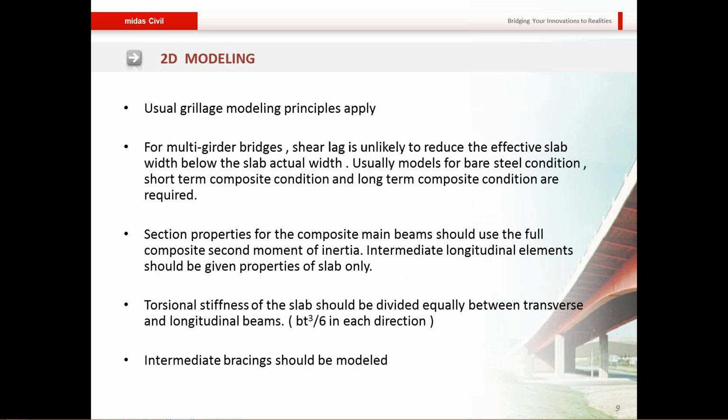Some of the additional points are that the usual grillage modeling principles are applicable. For multi-girder bridges, shear lag is unlikely to reduce the effective slab width below the actual width. However, for models with bare steel condition, it is advisable to have short-term composite condition and long-term composite condition separately. Section properties for the composite beams should use the full composite second moment of inertia, and intermediate longitudinal elements should only be given the properties of the slab. And this one point is directly out of the book of E.C. Hambly: torsional stiffness of the slab should be equally divided between transverse and longitudinal beams. And intermediate bracings should be modeled because they affect the local transverse bending stiffness.